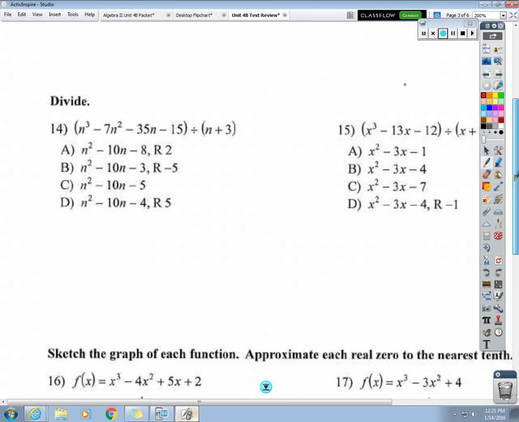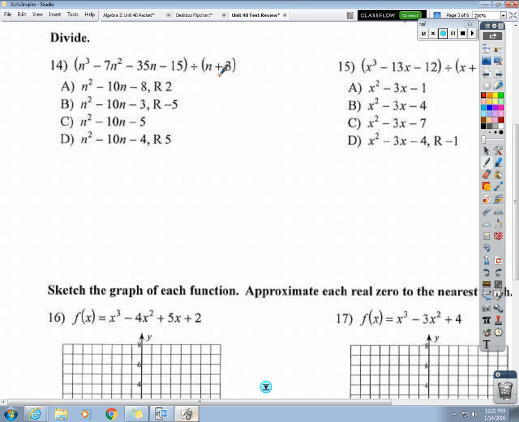Okay, number 14. Divide those 2 polynomials. What method did we learn to divide polynomials? Synthetic division, okay? What do you have to do for synthetic division? You change that plus 3 for negative 3 in the box. Okay. And then you go to 1, negative 7, negative 35, negative 15. Those numbers are coming from this polynomial. So right now we've just set it up. What's the first step of synthetic division? Bring down the 1. What do you do with anything that drops below the line?